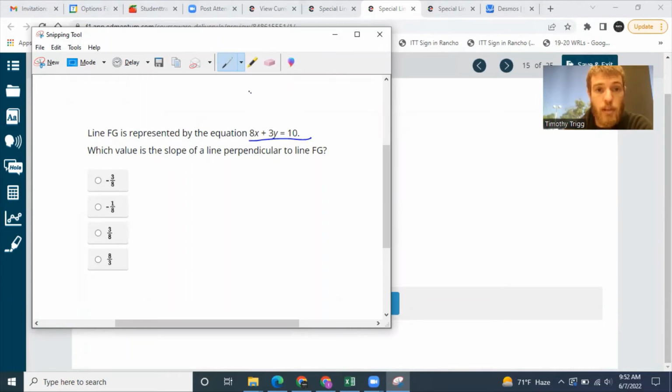Now, the way we can do this is get our equation in y = mx + b form, right? Slope-intercept form. Once we're in this form, getting y by itself, then whatever the value of m is will tell us the slope of our line, the slope of FG. Once we know the slope of FG, then we can find the slope of any perpendicular line. All right, so let's go ahead and solve for y. We want to get y by itself in this equation.